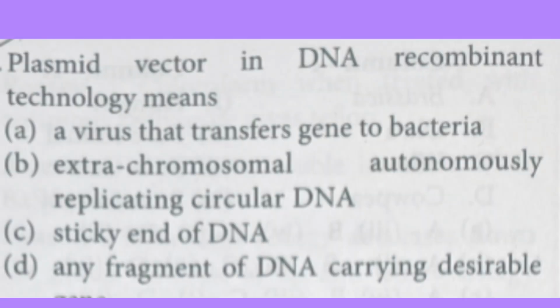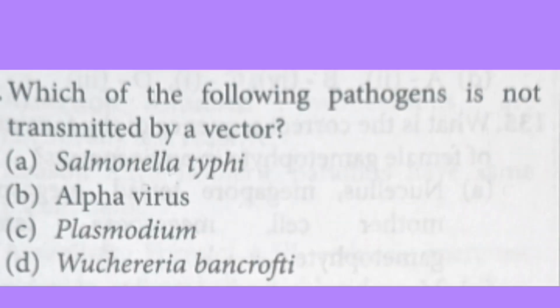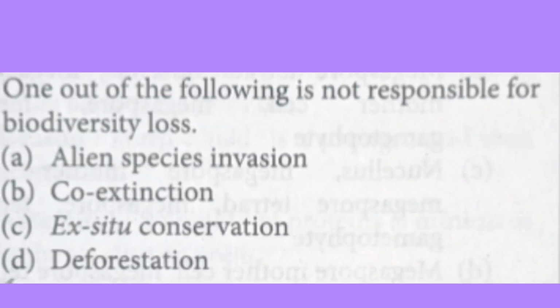Plasmid vector in DNA recombinant technology means? So the correct answer is B, extra chromosomal autonomously replicated circular DNA. And the second question is which of the following pathogen is not transmitted by vector? So the correct answer is A, Salmonella typhi. And the other question is one of the following is not responsible for biodiversity loss. The correct answer is option C, ex situ conservation.